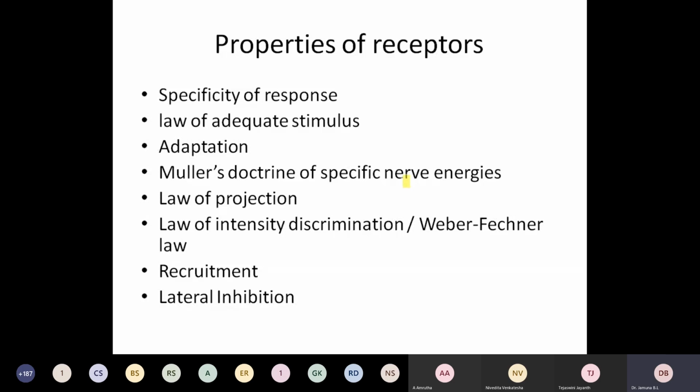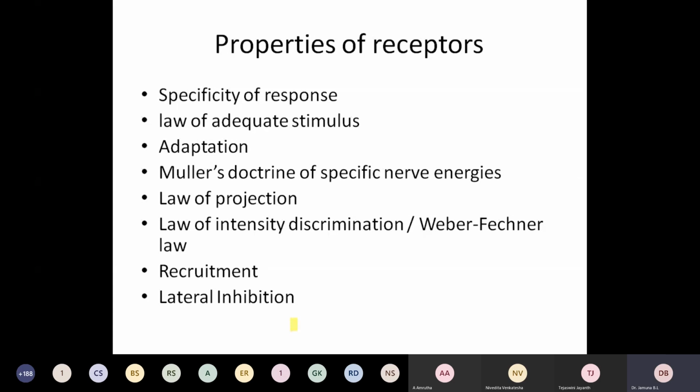Usually they ask for a 5 marker or maybe a 2 marker. Any of these, like adaptation, they might ask, or maybe the definition of Muller's doctrine of specific nerve energy, or Weber-Fechner law, or maybe the importance of lateral inhibition. They can ask for a 2 marker or a 5 marker, or they can ask about the receptor itself as a 10 marker question.